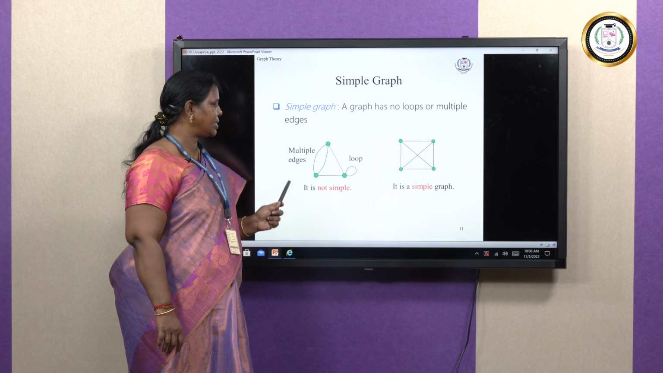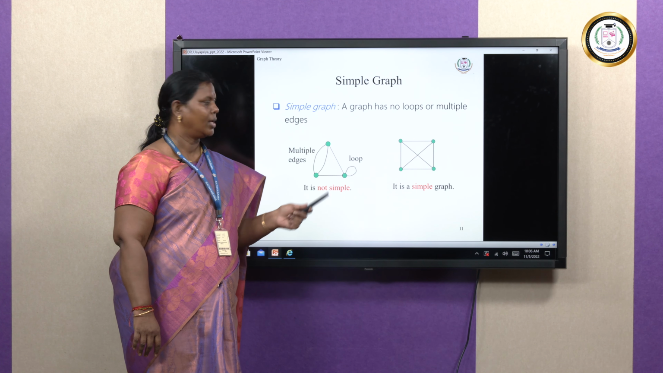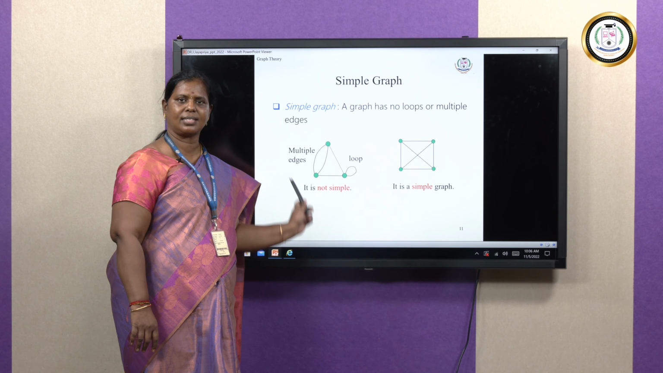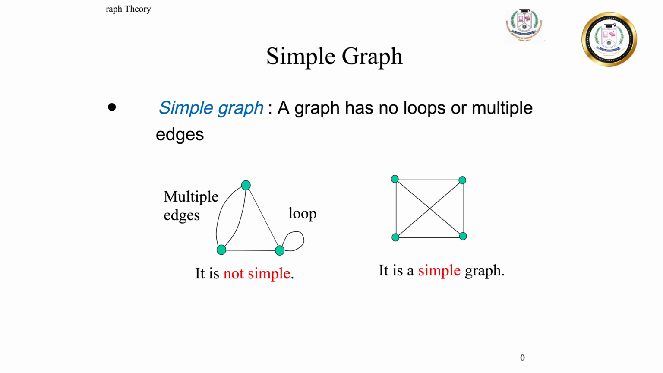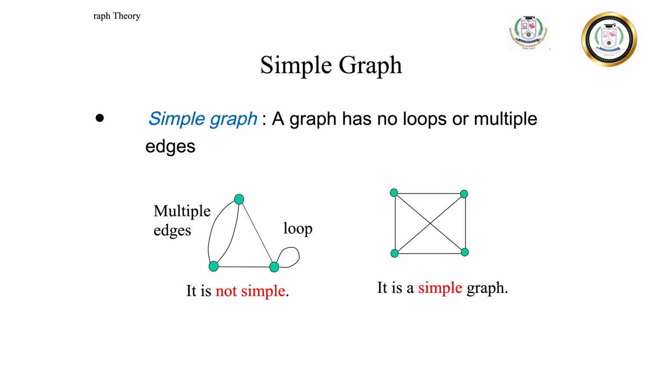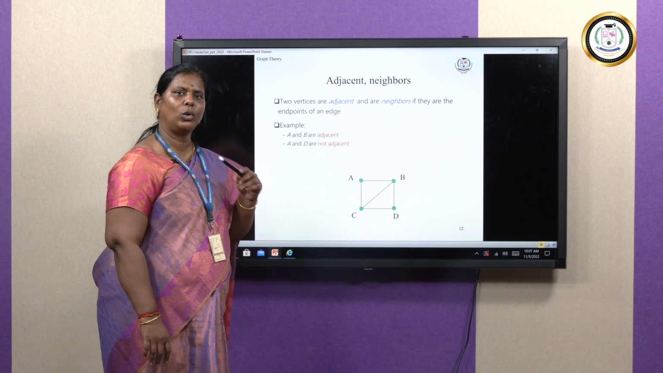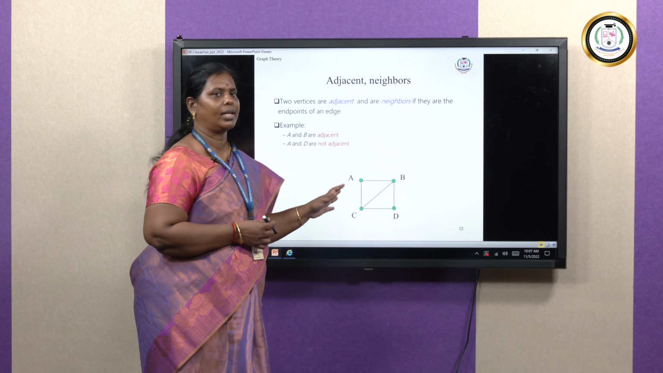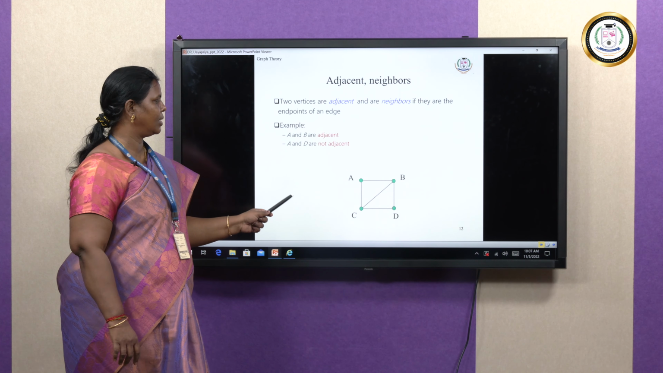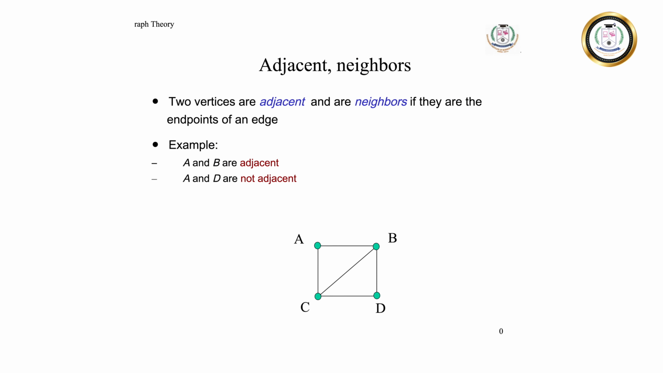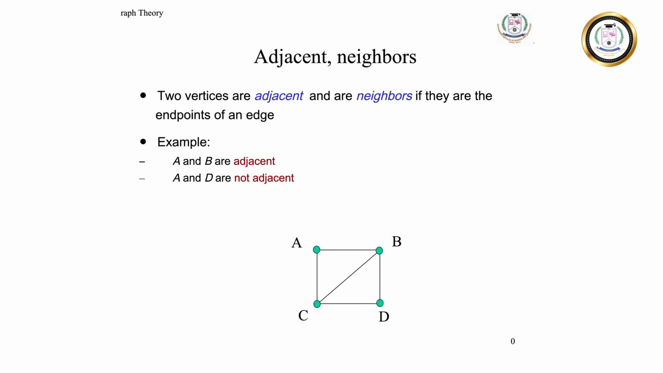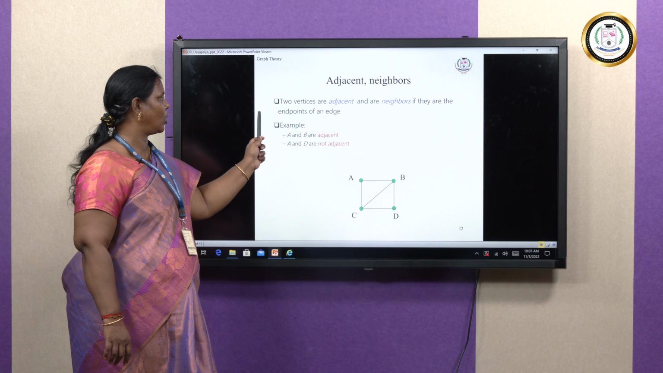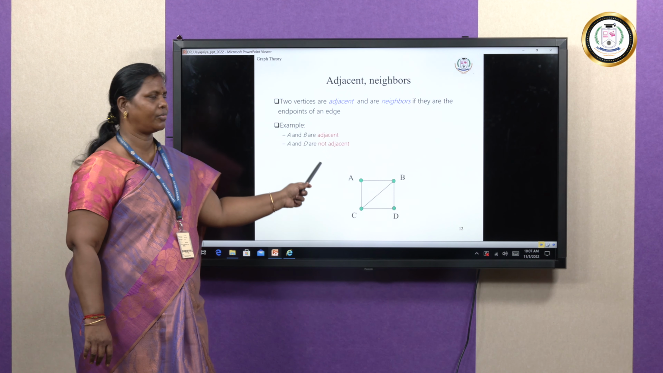And in the first example, we notice that we have a loop and parallel edges. So we call the first graph a multigraph, and the graph shown here is a simple graph. Now we can look into what is adjacency and neighbors for a graph. Here two vertices, namely A and B, are adjacent and they are neighbors. Adjacency means they are endpoints of an edge.